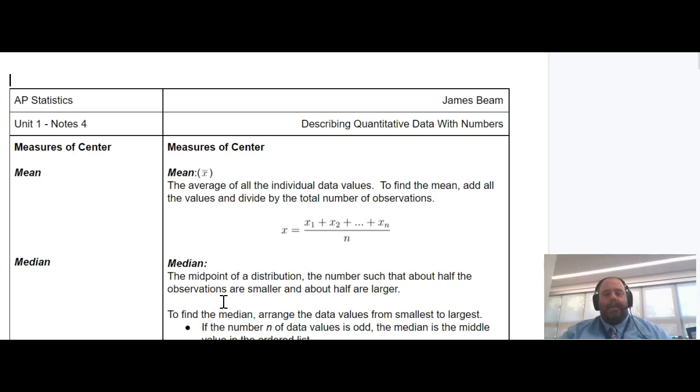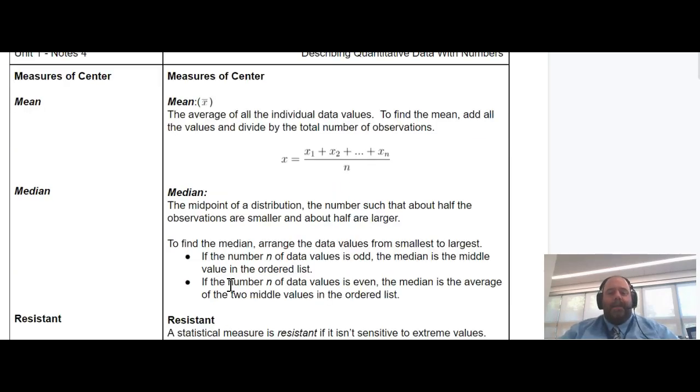Okay, shape is best described with a picture. But you can get a little bit more specific about center. And we tend to measure the center of a set of data in two ways. One is using the mean, which is like you add up all the values and divide by that number. The other one is the median, which is the midpoint of the distribution. So 50% of the data points are below, 50% of the data points are above.